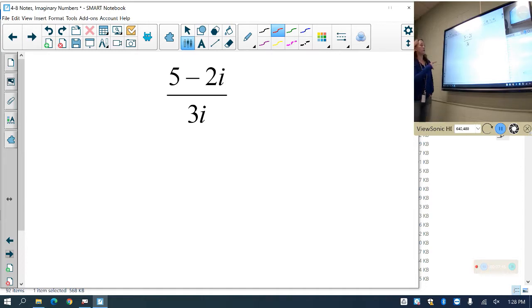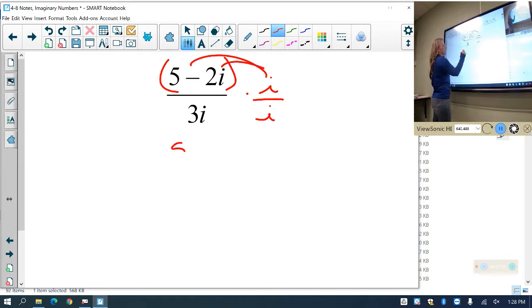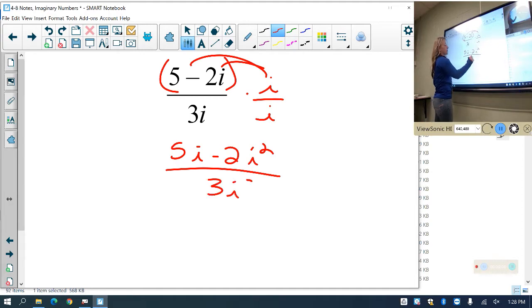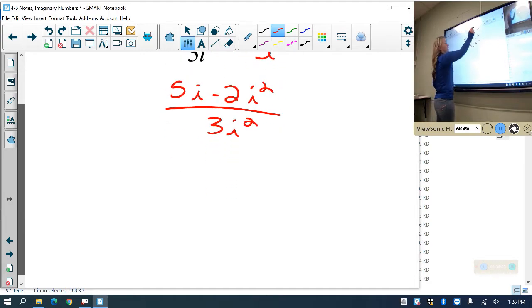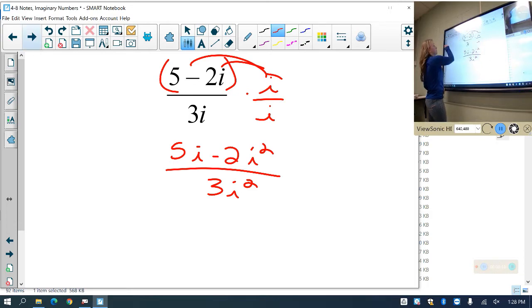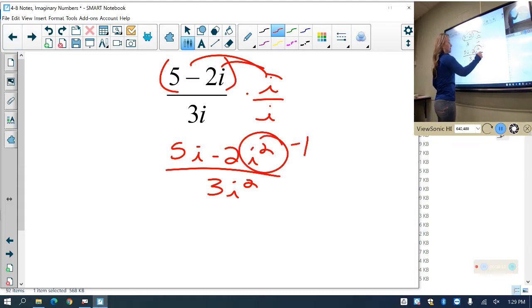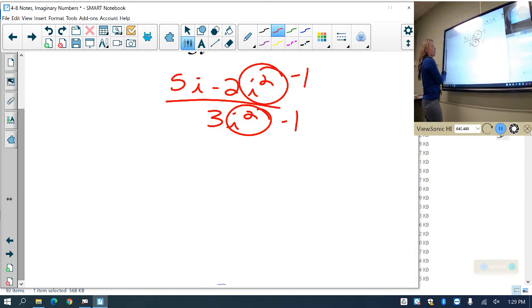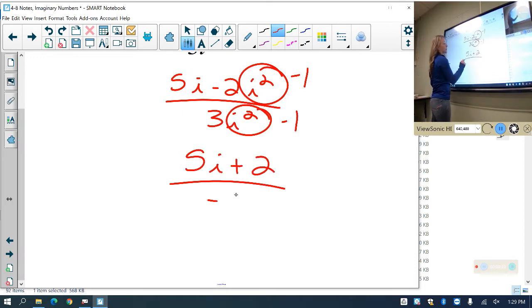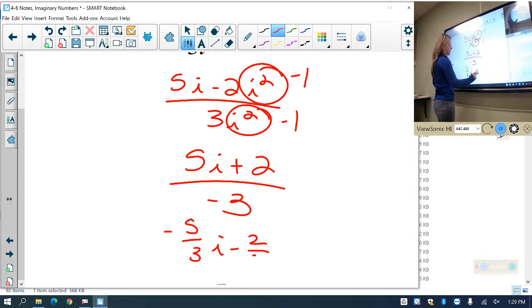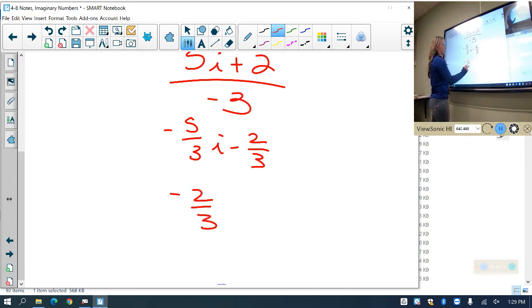Now, same thing with this one. Multiply by i over i. Distribute your i on top. So I have 5i, 5i minus 2i squared over 3i squared. Change your i squared to -1. So I have 5i plus 2 over -3. Distribute it, so I have -5/3 i minus 2/3, and then change the order so it's in complex form.